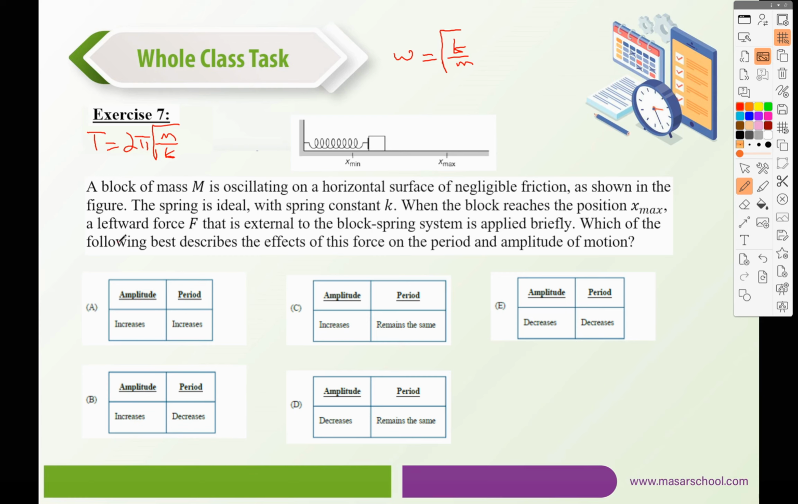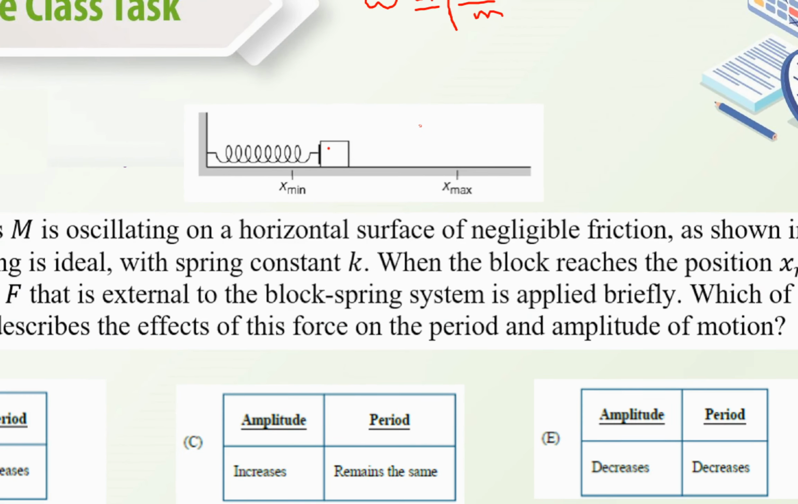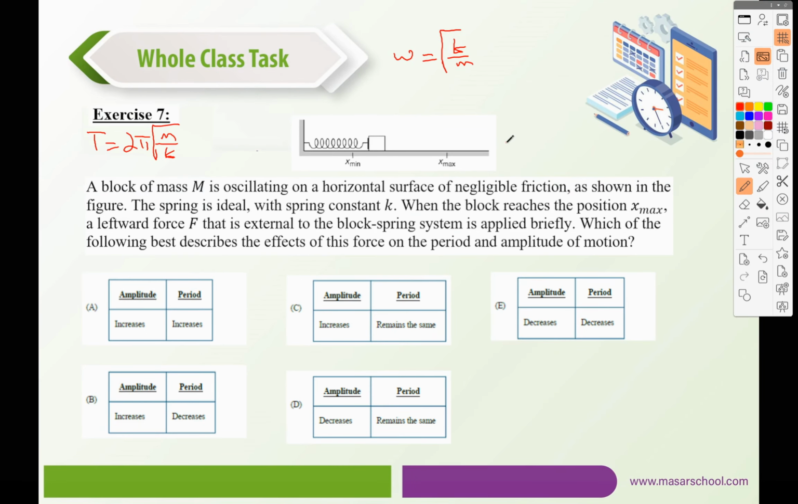When the block reaches the position x max, a leftward force that is external to the block-spring system is applied briefly. Now we know that for a simple harmonic motion or horizontal oscillator, the block is left to freely oscillate. Here, when the block reaches this point, it will be pushed by a leftward force. That won't change the nature of motion, but it will change the parameters or the variables of motion. Which of the following best describes the effects of this force on the period and the amplitude of motion?